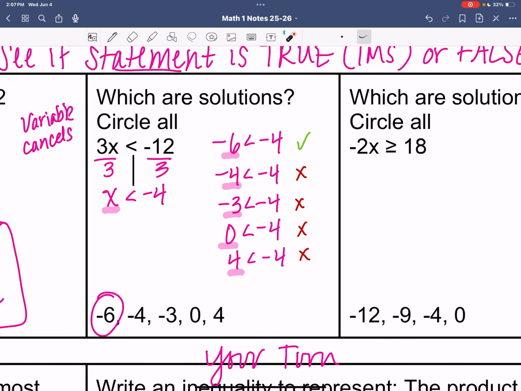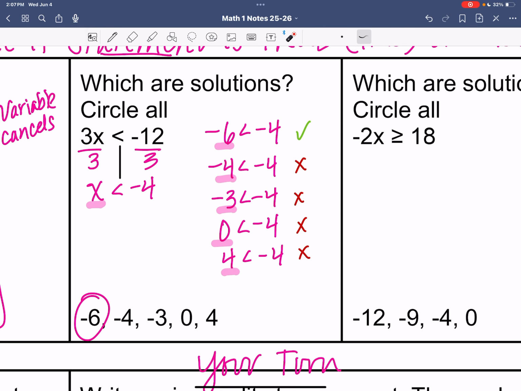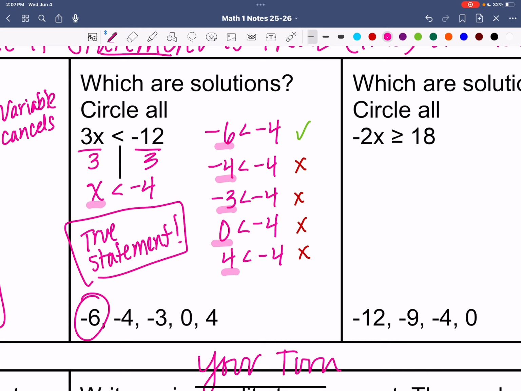All right, so now let's do this one. It's saying which are solutions. So you want to know which one makes a true statement is what we're looking for. Okay, so all you got to do is substitute in each value for here after you solved it. So I'm going to try -6. Well, -6 is less than -4, so that's true. Because it's a true statement, it's a solution.